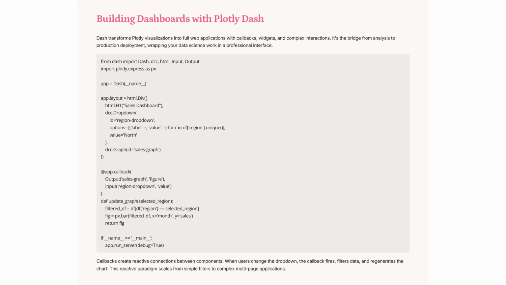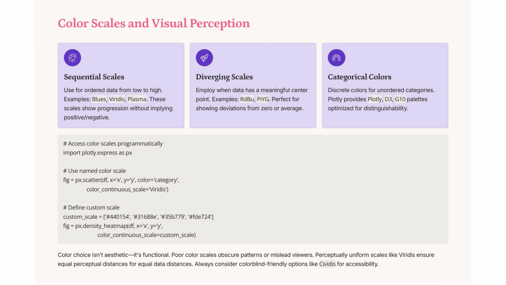dependencies. Dash transforms Plotly visualizations into interactive web apps with callbacks and widgets. Using Dash, you can create a professional interface for data science work. Callbacks enable dynamic updates. For instance, changing a drop-down value triggers data filtering and chart regeneration, allowing for scalable, complex applications. Color scales are crucial for data interpretation.